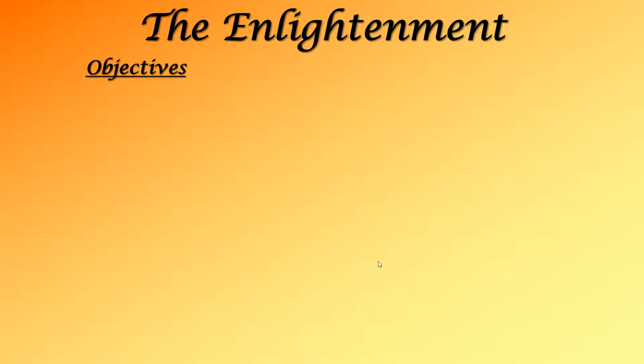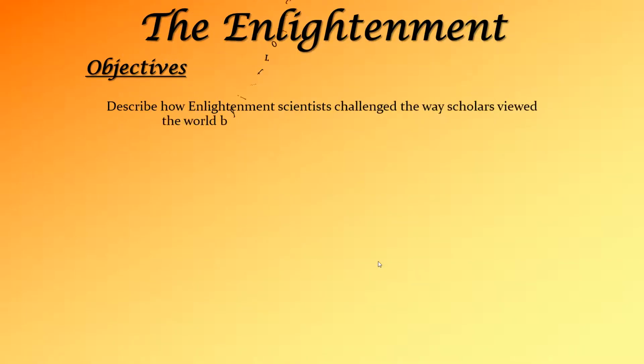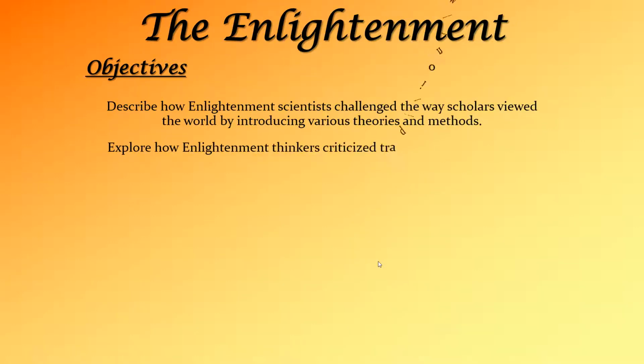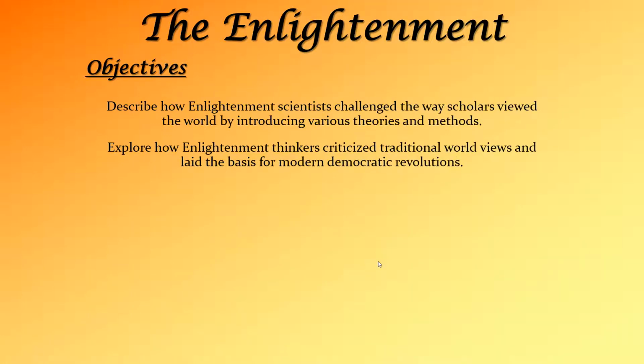During this module, we have several objectives, things that we need to accomplish and that we really hope that you retain as you move forward as students. We need you to be able to describe how the Enlightenment scientists challenged the way scholars viewed the world by introducing various theories and methods that are going to challenge those ideas. Explore how Enlightenment thinkers criticized traditional worldviews and laid the basis for modern democratic revolutions, things that we still see happening today.